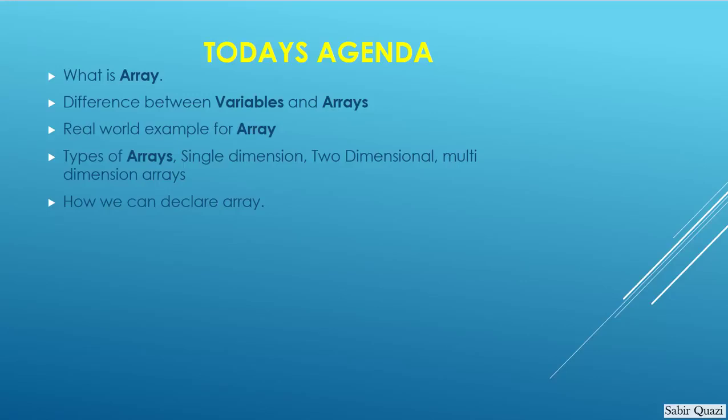This is why we can say that array is a part of data structure, and it is a collection of variables of same type. So in simple words, we are combining the variables into a single unit. So many variables are combined into a single unit, which will have a single name, and that unit is called an array.